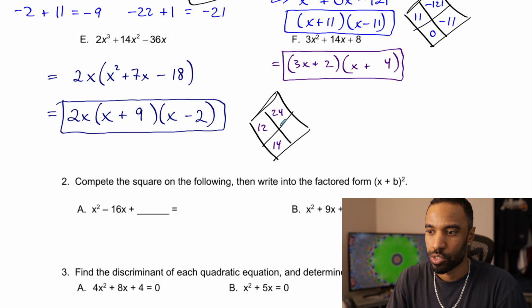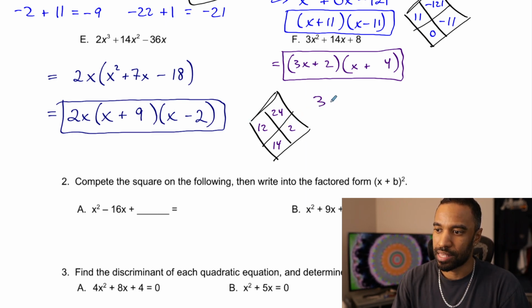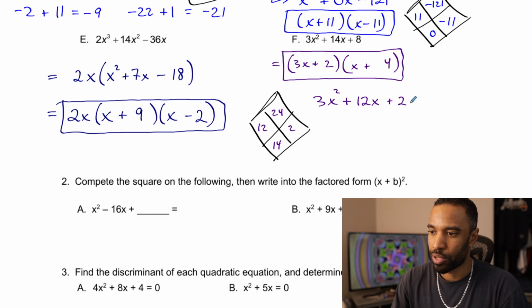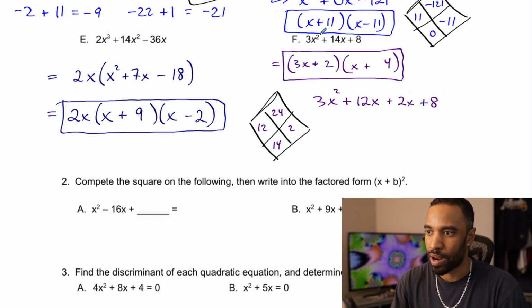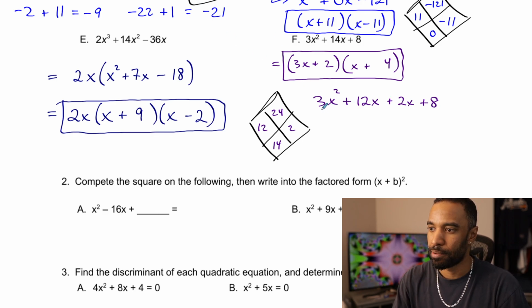12 plus 2. All right, so 12 and 2 right there. So what I'm going to do, I'm going to rewrite this as 3x squared plus 12x plus 2x plus 8. I'm rewriting this expression, but I'm splitting the 14x into 12x and 2x. I'm going to factor by grouping.